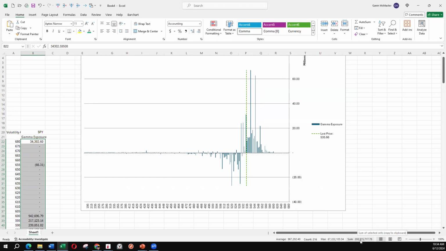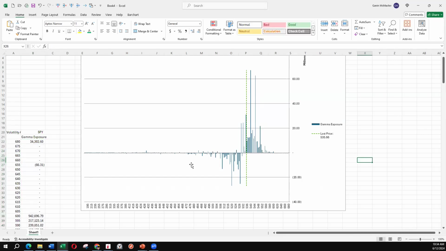And if you remember, when dealers, market makers are long gamma, they're going to have to buy the dip and sell the rally. So that's going to actually compress volatility. If we had overall negative gamma or short gamma, it would be the opposite, where dealers are having to sell on the dips and buy on the rallies. So in this environment, with a lot of positive gamma overall, we're going to see probably compressed volatility going forward.